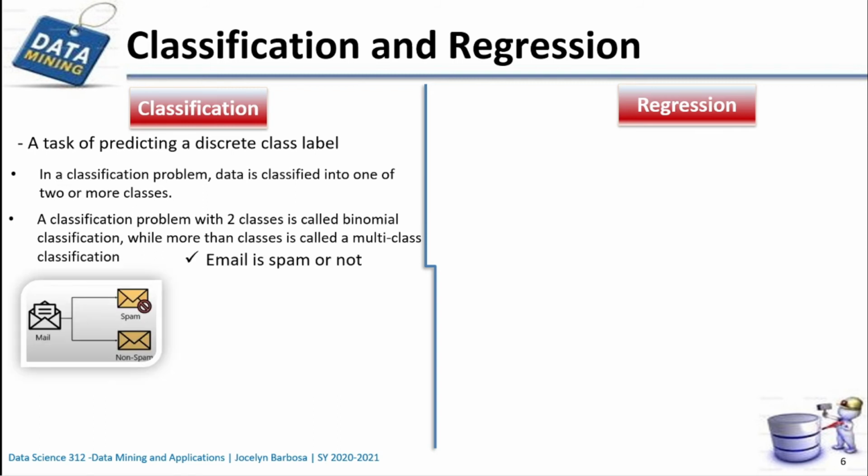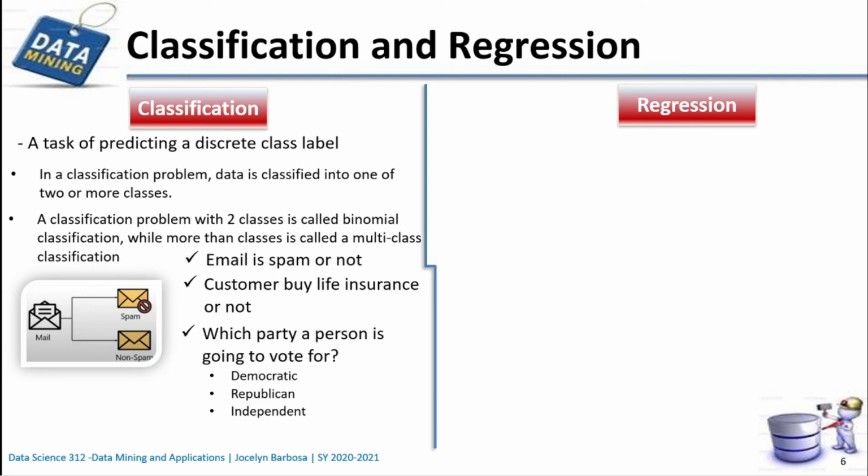For example, as we have cited earlier, we can do a classification of whether an email is spam or not, and whether the customer buys life insurance or not. That means yes or no, binomial classification. Or we can have a multinomial classification, for example, if we are to predict which party a person is going to vote for, given three possible values. But for regression, it is the task of predicting a continuous quantity.